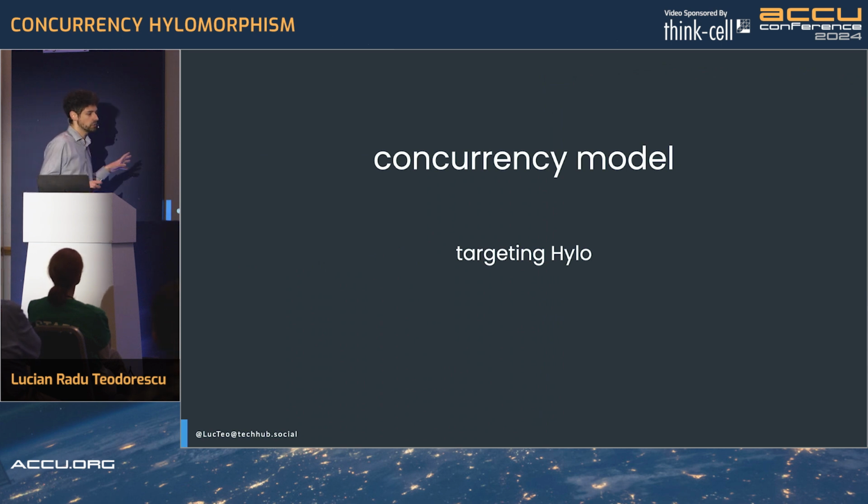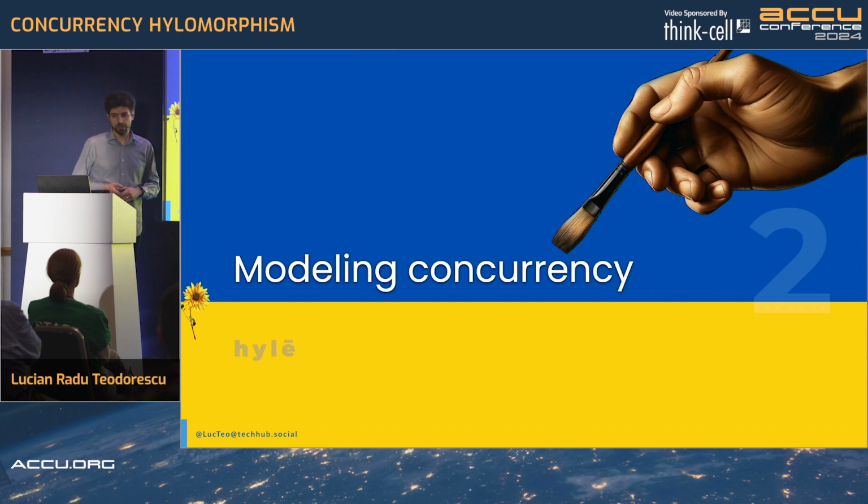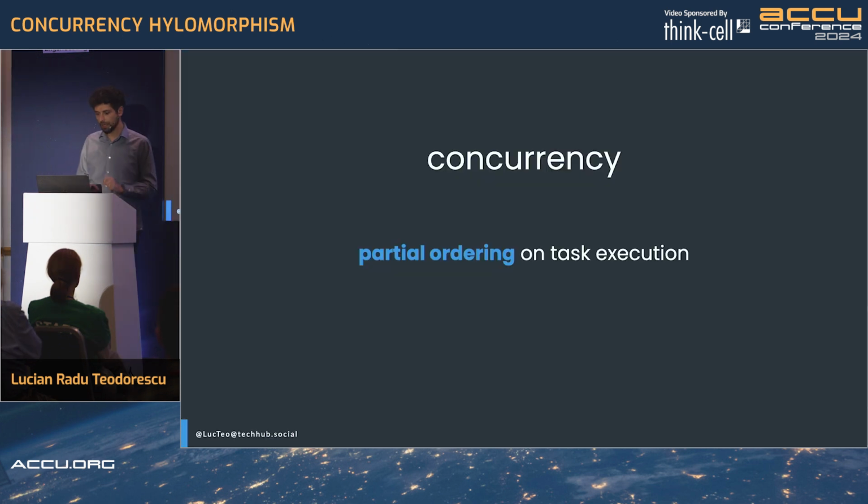And what we are trying to build here is a concurrency model that was originally targeting Hylo, but I've implemented it in C++, so it's not just Hylo. But you need to have that kind of starting point of where it is. So, modeling concurrency. This time I'm going to focus on the hyle, on the substance of things, and just look at the theory. So what is concurrency? Concurrency is the partial ordering of task execution. That's it. That's everything that we need to know about what concurrency is.